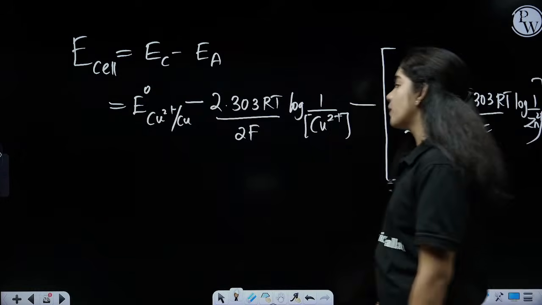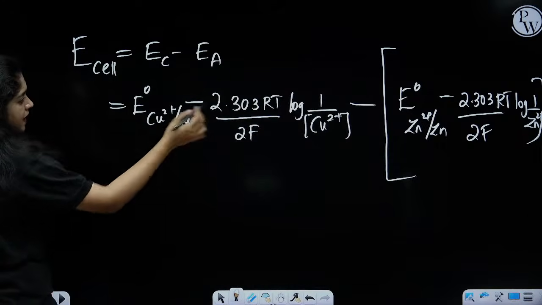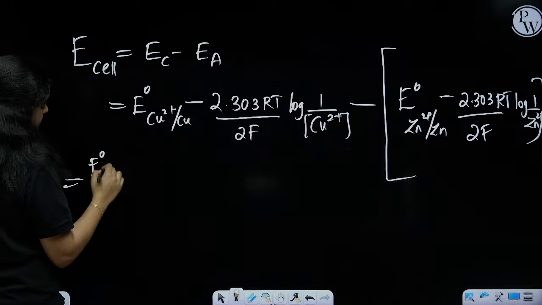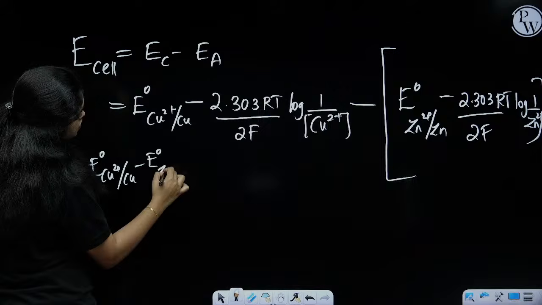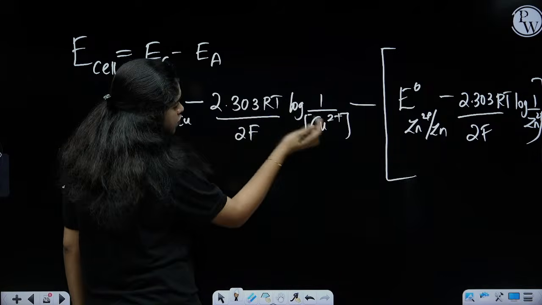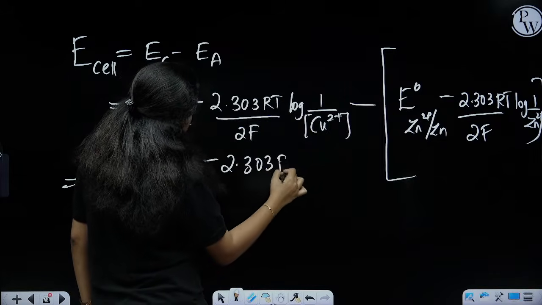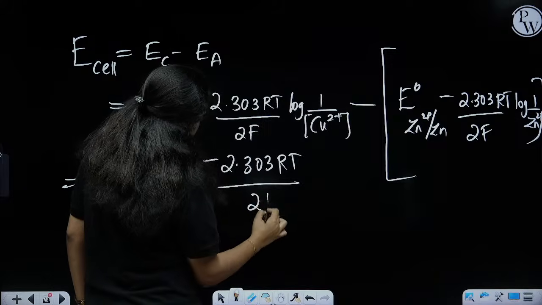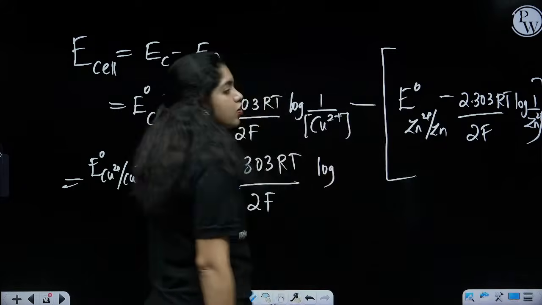Now we are going to open the bracket. When we open the bracket, write the similar terms together. So E0 copper and E0 zinc I'm going to write together, that is E0 Cu2+ bar Cu minus E0 Zn2+ bar Zn. Then two common terms are there: minus 2.303 RT by 2F, log A minus log B. What is log A minus log B? Log A by B, right?